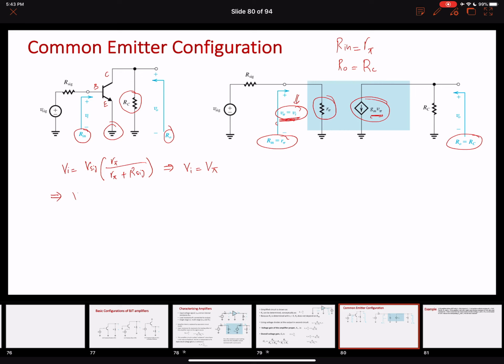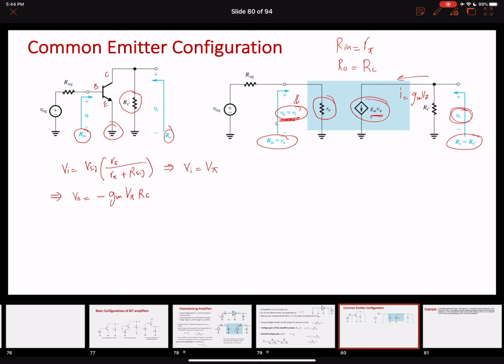Similarly, let's also see what the output voltage looks like. This is the output voltage V naught. V naught is determined by the current flowing in this branch. What is the current that is flowing in this branch? GmV pi. So we have this current flowing. Note down the direction of the current. Because of the direction of the current, our equation for this voltage would be I times R. So due to the direction of the current, our equation for V naught is going to be minus GmV pi times Rc.